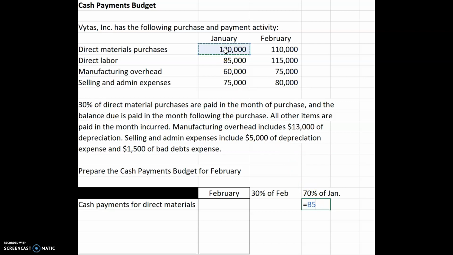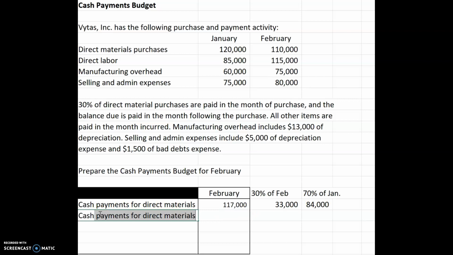So we're going to pay 70% of January. And we'll pay 30% of February. So our total paid is $117,000 for direct materials. Then our cash payments for direct labor, we will pay that in the month incurred. So we'll pay $115,000 for direct labor.